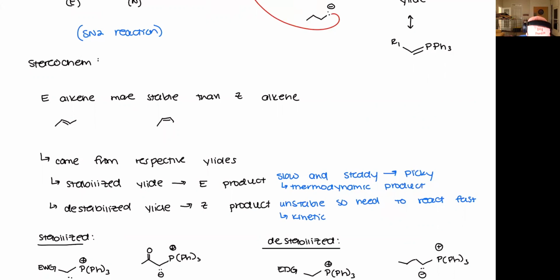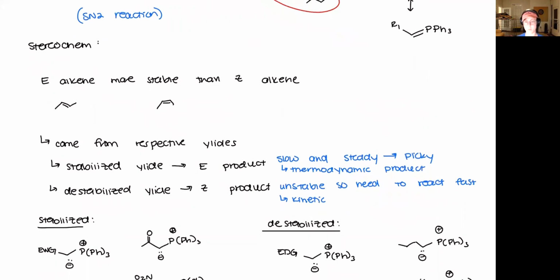The reasoning behind that, at least the way I like to think about it in my mind, is that if we have a stabilized ylide, it can be a little bit more picky and form the better product. We call this our thermodynamic product because in the end, it's going to be more stable. But if we have a destabilized ylide, it doesn't like where it's at now, so it will react with anything it can. It's not going to be picky. It just needs to change from whatever it is right now. That's how we end up with the Z product. Even though it's less stable, it's the quickest route, and so that will be our kinetic product.